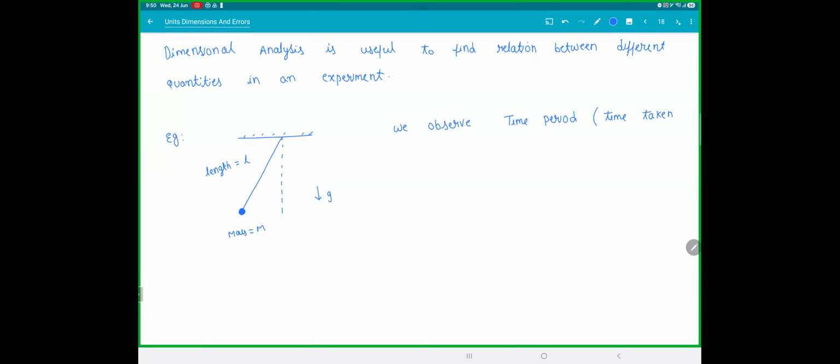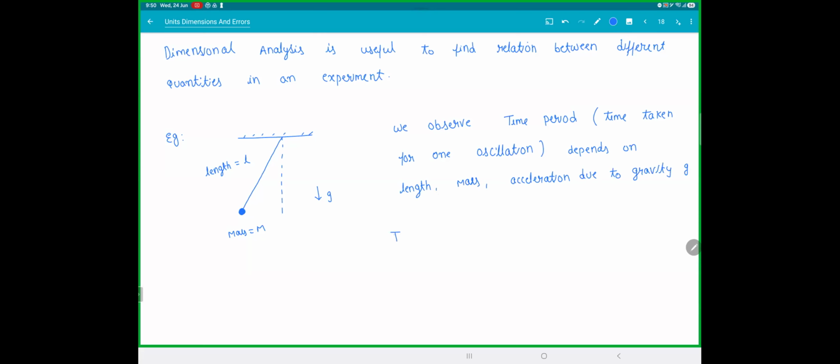You're guessing, okay? This is what happens when you do an experiment and you have no clue. You try to see, okay, all these quantities are there, so somehow they must be related. So the time period is the time taken for one oscillation, and you're guessing it depends on length, mass, and gravity. Okay, that's what you think. Now we want to find a relation between them.